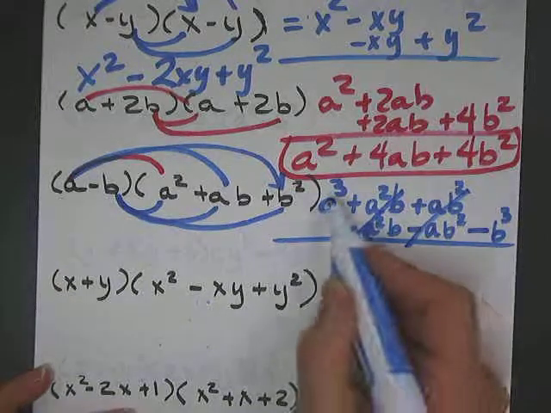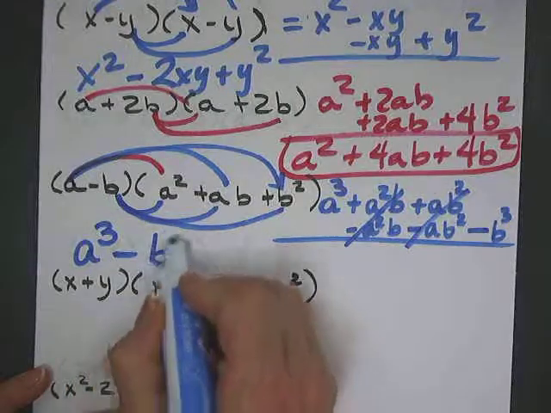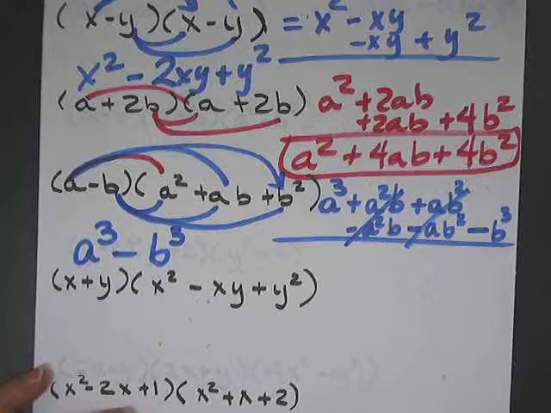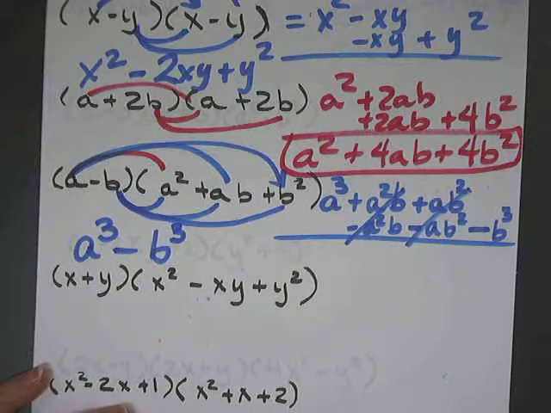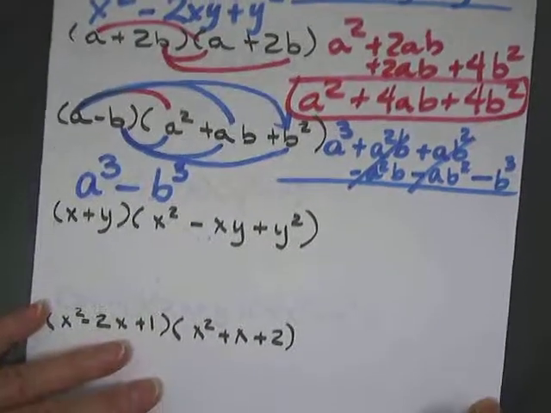I am trying to slow down when it's something brand new like that. Plus and minus are the same thing. So it's a cubed minus b cubed.